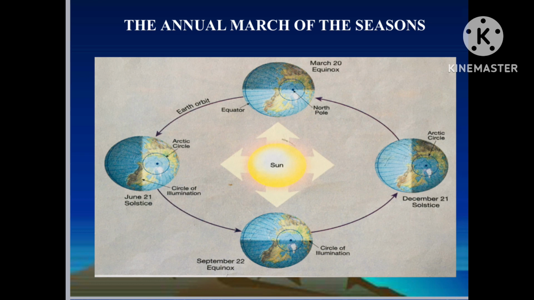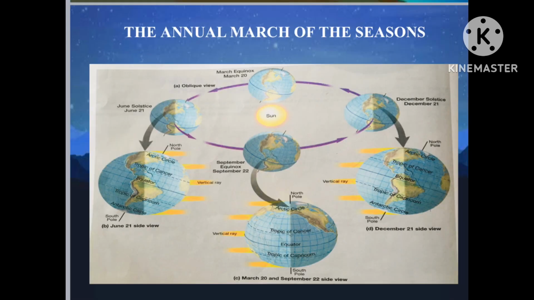It is not an actual line, it is an imaginary line, as you can see in the diagram. Here it is clearly shown that one side is the brighter side of the Earth and the other side is the darker side of the Earth. The line between the darker and brighter side is known as the circle of illumination.